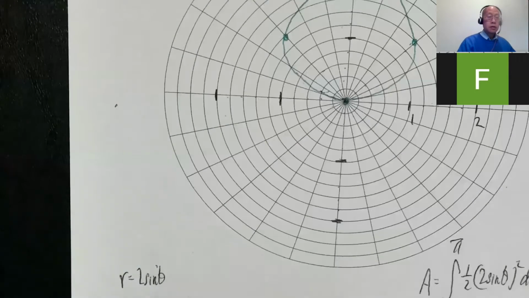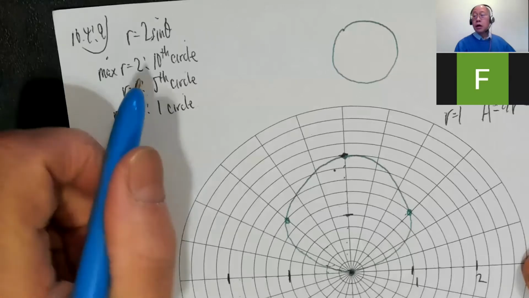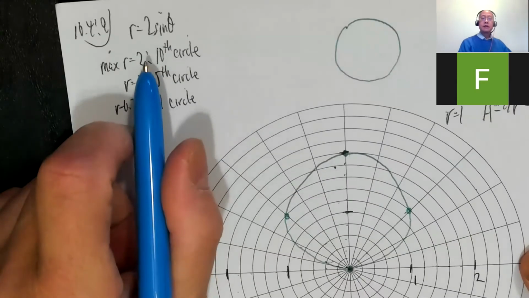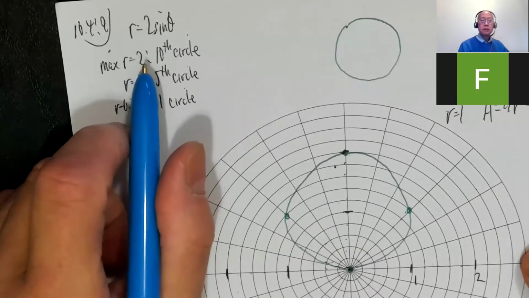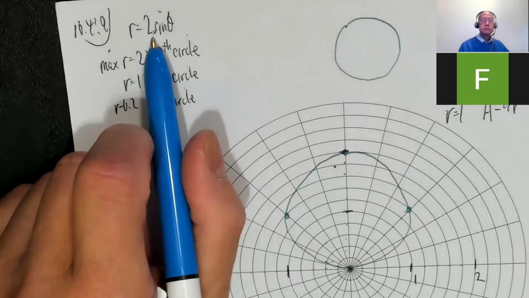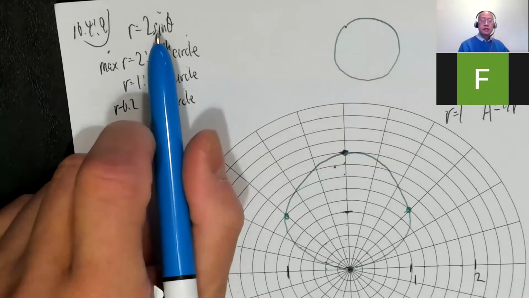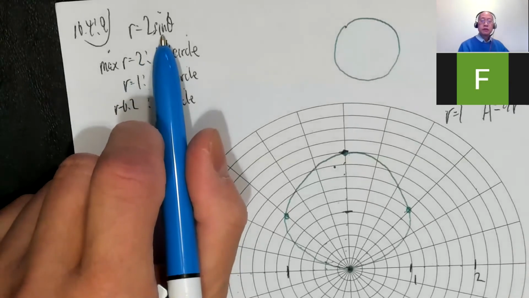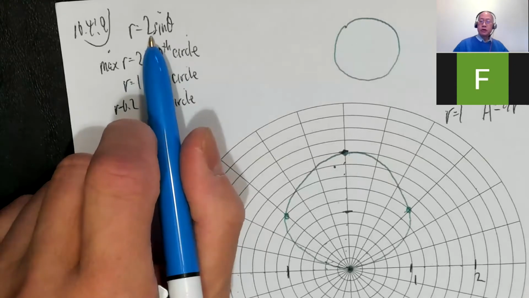So number 9, r equals 2 sine theta. All right, so the maximum r is 2 because sine is between -1 and 1. And by the way, that should be a big hint for the quiz also.